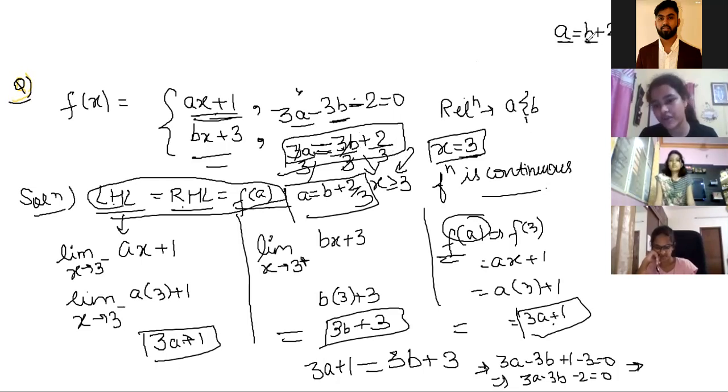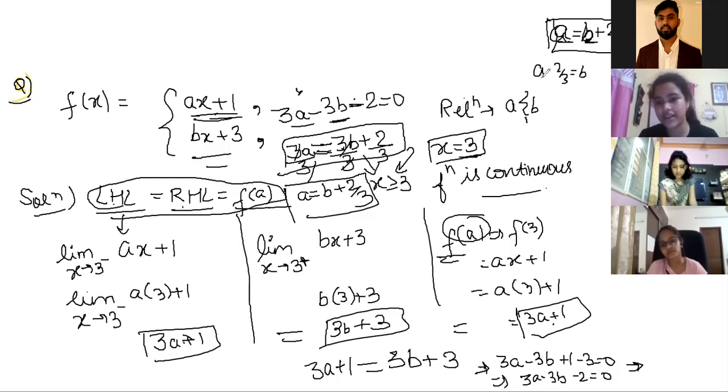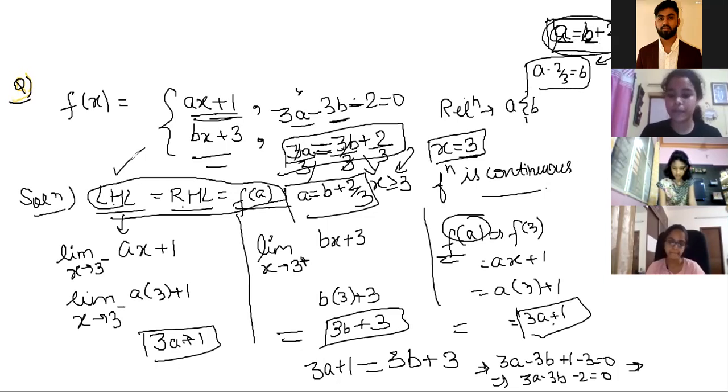Like here, if we have to find the relation between a and b, it should be like this, which means when we add 2 by 3 to the value of b, we'll get a. Or if we subtract 2 by 3 from a, we'll get b. So these two are the relations that we derived from this question. Is it clear, or do you have any doubt? It is clear. What we have done is applied both the things that we have studied earlier.